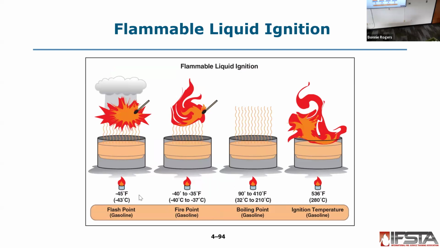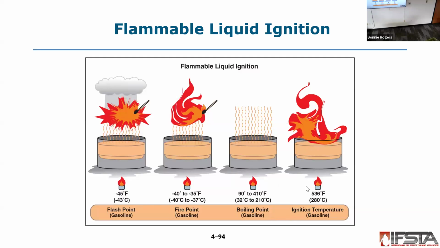All right, so here we go. You can have your flash point of gasoline, -45. Fire point is -40 to -35. Pretty broad range here. Boiling point of gasoline, 90 to 400, and typically it's like 100 to 125, I believe. And then the ignition temperature. So is that the temperature of the gases? Yeah. Okay.